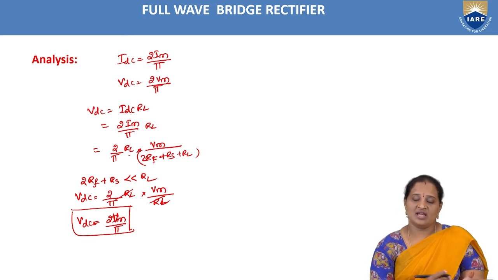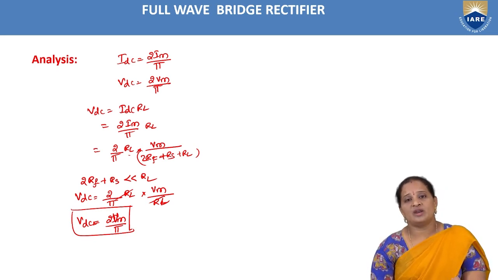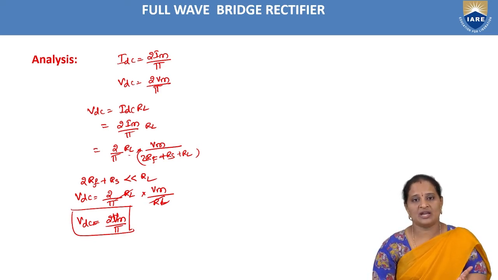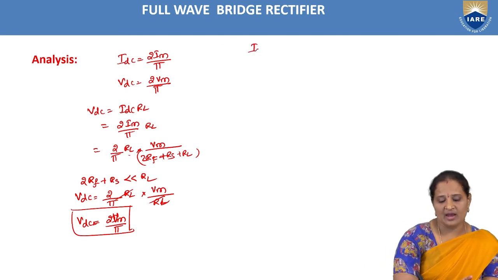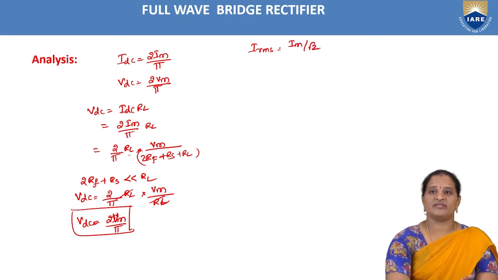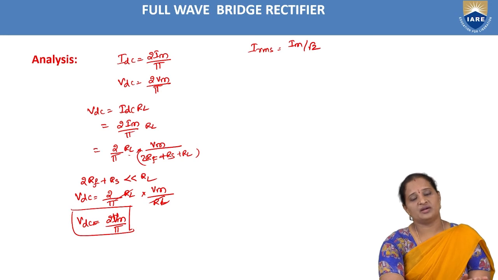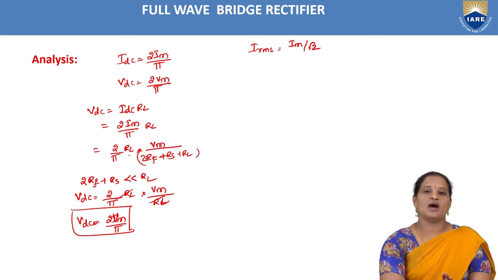This is the same as the center tap full wave rectifier. The only difference is that during either half cycle, we need to consider the forward resistance offered by the two diodes, because two diodes are conducting at a time. Similarly, IRMS and the rest are the same as the center tap full wave rectifier, because the output waveforms of the center tap full wave rectifier and the bridge rectifier are identical. Only the thing is, two diodes conduct at a time in the bridge rectifier.